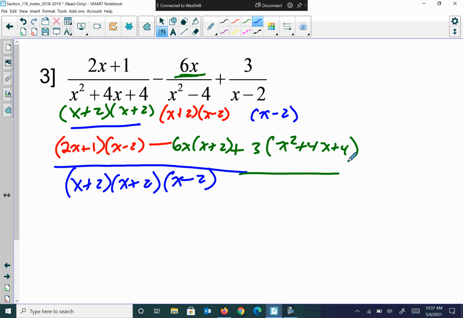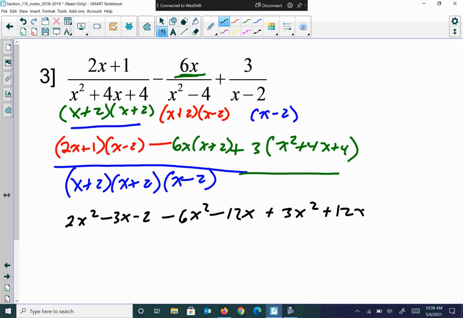All right. Unfortunately, we're going to have to be foiling too many things here because we need to combine like terms. So the red's going to give me 2x squared minus 4x, that's minus 3x minus 2, then minus 6x squared minus 12x plus 3x squared plus 12x plus 12. And it's all going to be over the x plus 2, x minus 2, but do you feel comfortable with the work I just did?